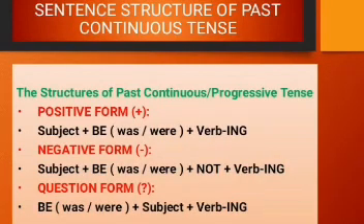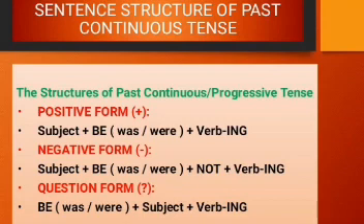Now let's discuss the sentence structure of past continuous tense. The sentence structure of past continuous tense or past progressive tense in positive form is that we always have the subject, then the to be verb, helping verb, was or were, and then the present participle, meaning verb plus ing, and then the object. The structure of past continuous tense in negative form is that we have the subject, then the helping verb was or were along with not, and then the present participle and predicate.